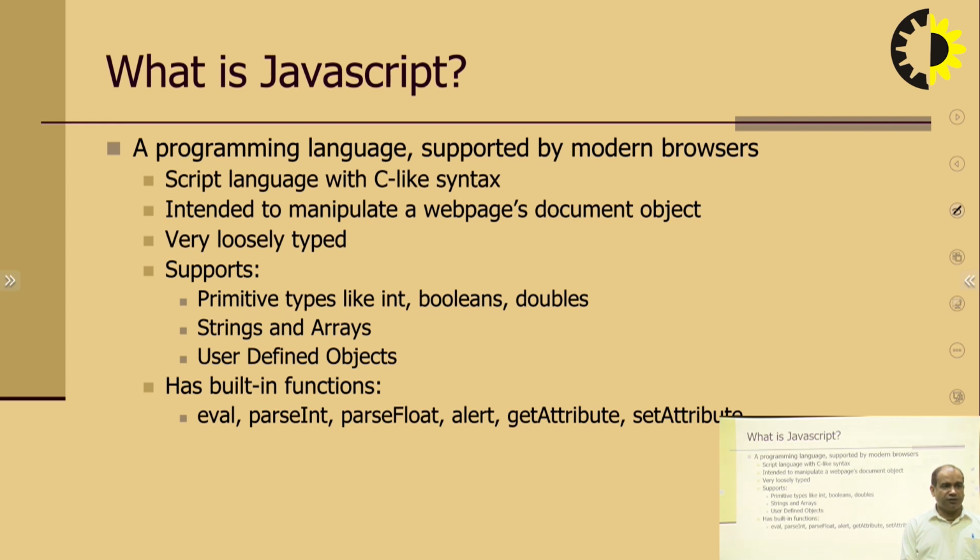It is very loosely typed, which supports primitive types like integers, booleans, doubles, and has non-primitive types like strings, also arrays and user-defined objects. It has built-in functions like eval, parseInt, parseFloat, alert, getAttribute, setAttribute, all kinds of things.